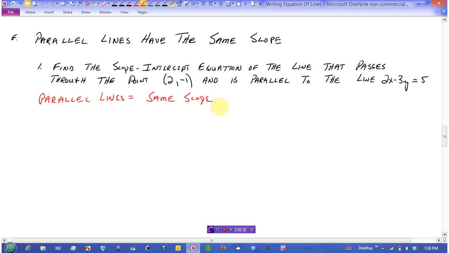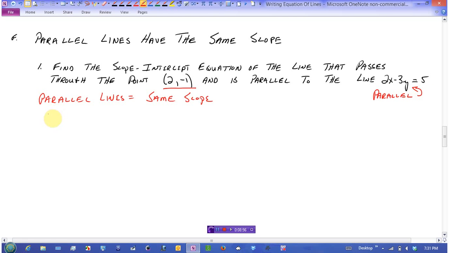Okay, so remember what I need to write the equation of a line. I need a point and the slope. Well, I have the point that the line I'm looking for passes through, but I don't know the slope. But I do know that it's parallel to this line. And if I can find the slope of this line right here, then that's going to be the slope of the line I'm looking for. So my first step is to find the slope of the parallel line.